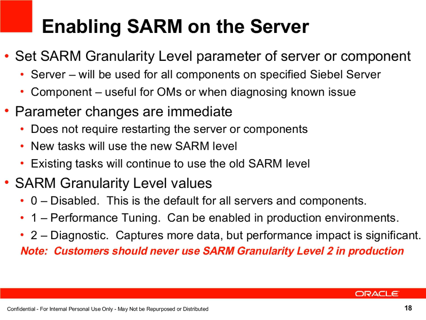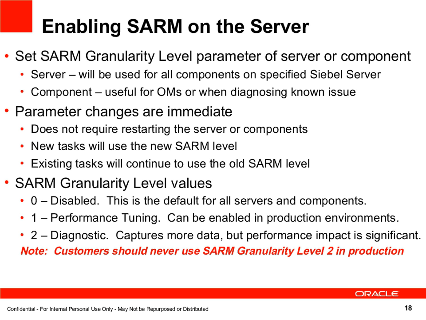If you take a look at SARM granularity level, it can be set to 0, 1, or 2. 0, the default, is disabled. We're not going to write anything out. We're not going to capture performance data. I can change that to 1, performance tuning, which will capture transactions at a high level, but it may not get into a detail level.